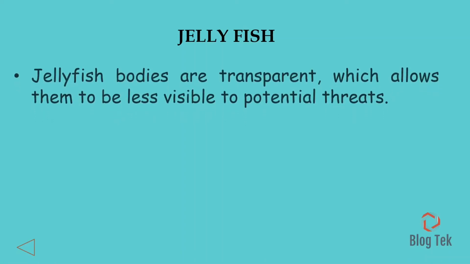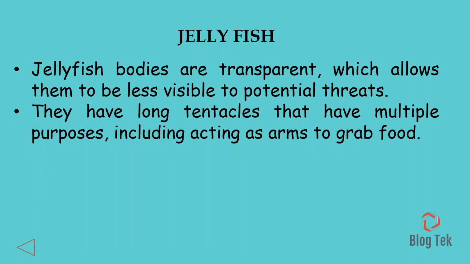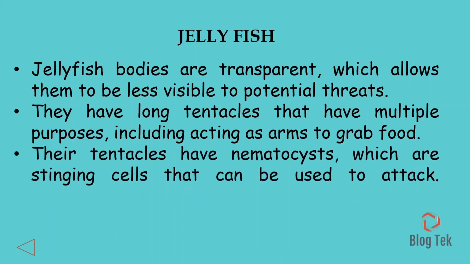Jellyfish. Their bodies are transparent, which allows them to be less visible and to get rid of potential threats. They have long tentacles that have multiple purposes, like acting as arms to grab food. Their tentacles have nematocysts, which are stinging cells that can be used to attack.